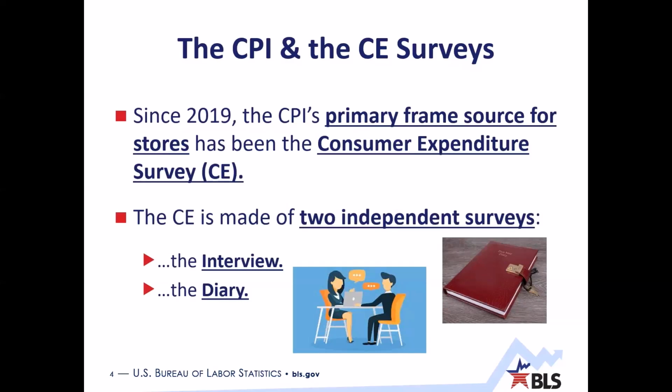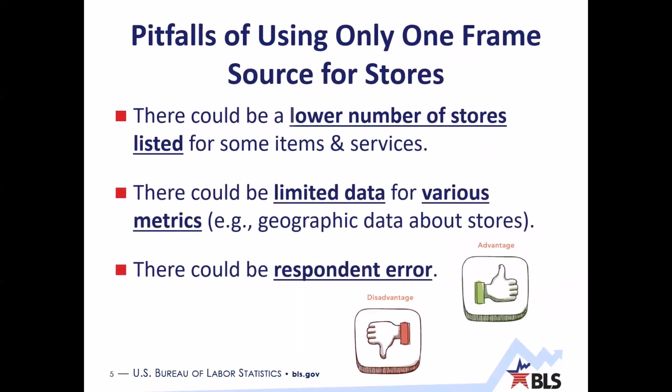The diary is self-administered, with respondents keeping a diary for 2 one-week periods. And for the interview, each respondent is interviewed once per quarter for 4 consecutive quarters. When these are combined, they cover the entire consumer market basket. And from that data, we can calculate the CPI.